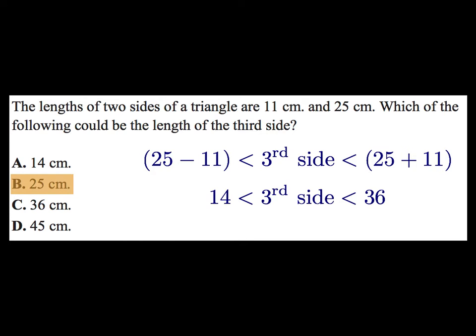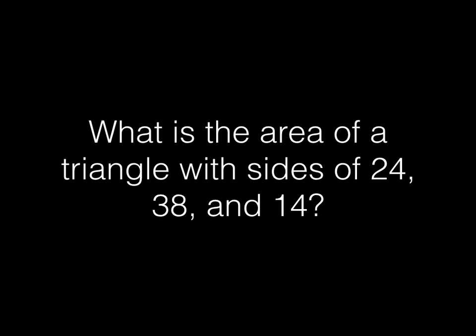So now a big challenge question for you. What is the area of a triangle with sides 24, 38, and 14? It's kind of a bogus question. The reason why is there is no such triangle. 14 and 24 are not bigger than 38. So therefore, this cannot form a triangle by the triangle inequality conjecture.